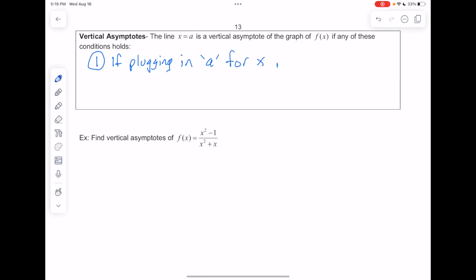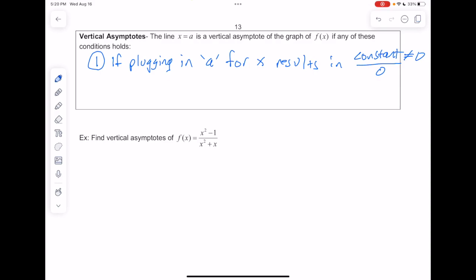if that results in a constant over 0, where that constant up top is not 0. So if you do direct substitution where you plug whatever the a value is in for x and the top is not 0 and the bottom is 0, you're going to have a vertical asymptote at x equals whatever that value of a is.